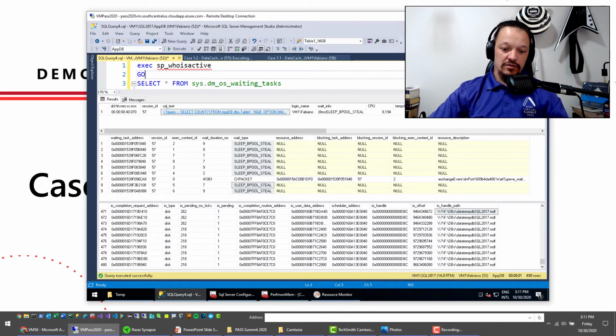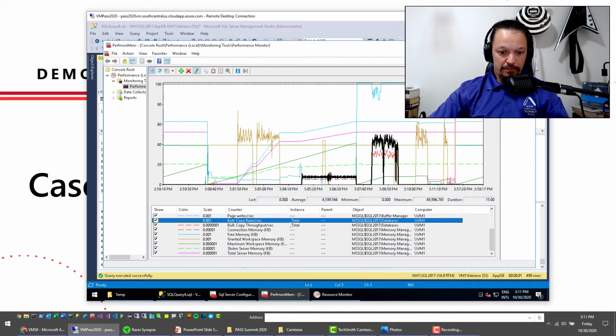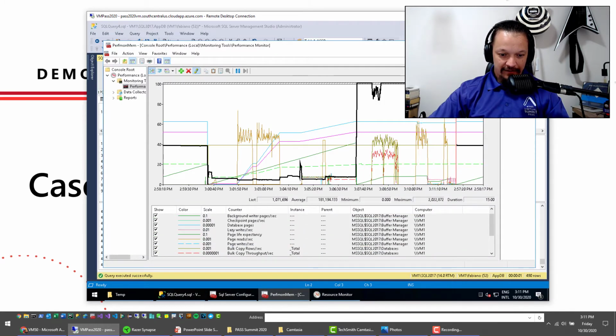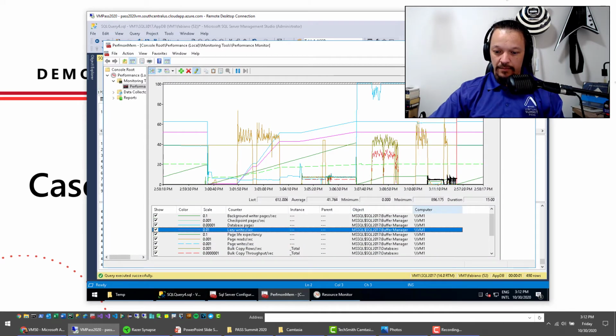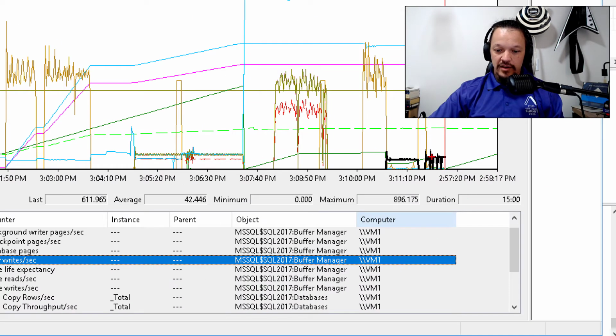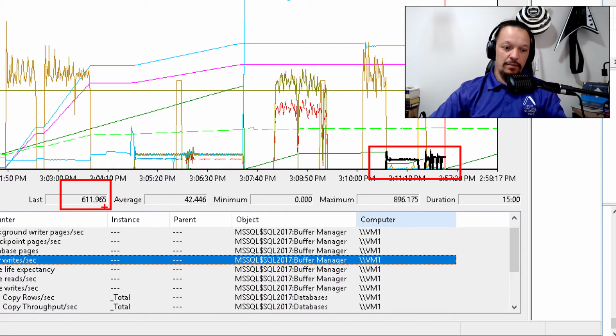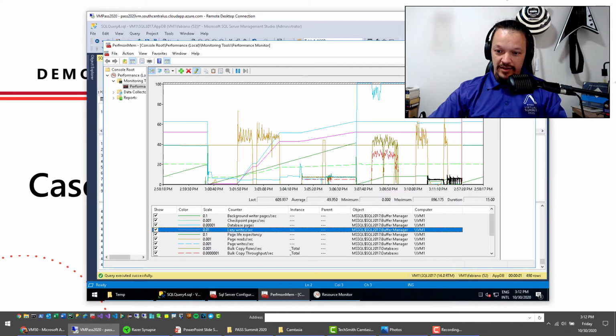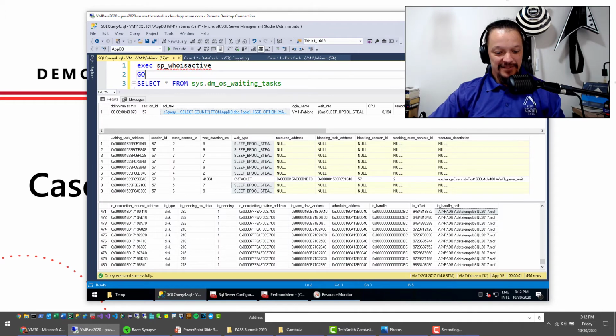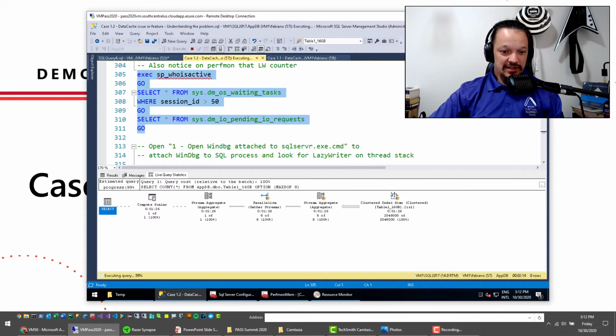Lazy Writer, it's running. If we look at the performance here, I think I have the Lazy Writer counter here. Yeah, you see the Lazy Writer, it's running and it's flushing the pages to TempDB before it puts them into the free list. This is really interesting, isn't it? So what else can we see?